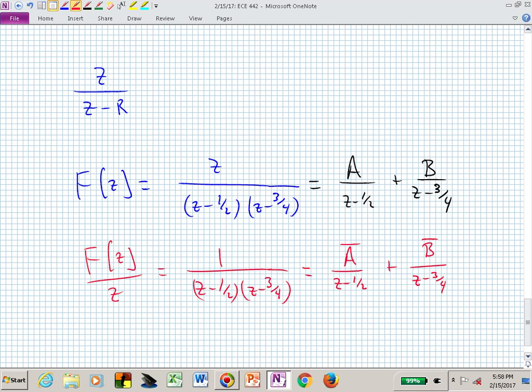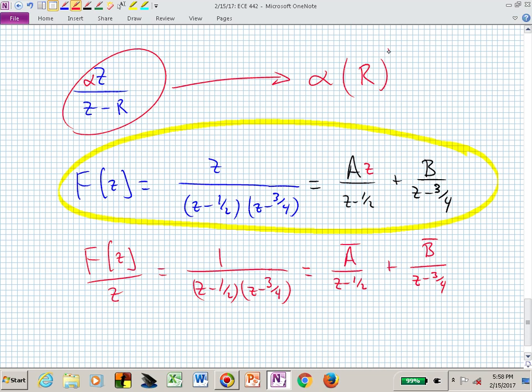So the question was, why is this first expression problematic? What I'm suggesting is we're missing a z. And I want a z up here so that I have a z in my numerator. And then if I have this, I know that I have alpha r to the n. I can immediately use the table pair to go into the time domain.